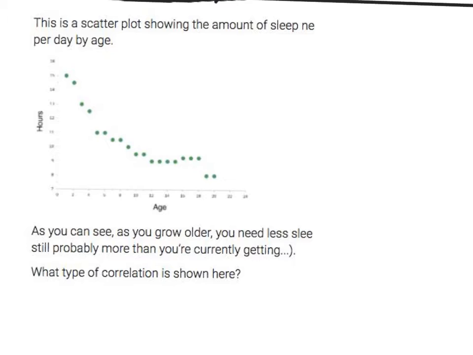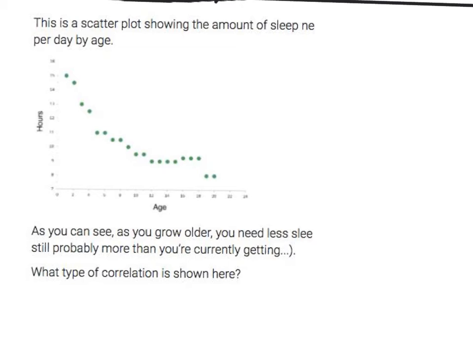To finish off our lesson, we're going to do an easy problem about correlations. This is a scatter plot showing the amount of sleep by day per age. As you can see, as you grow older, you need less sleep, still probably more than you are currently getting. Haha, that's funny. What type of correlation is shown here?